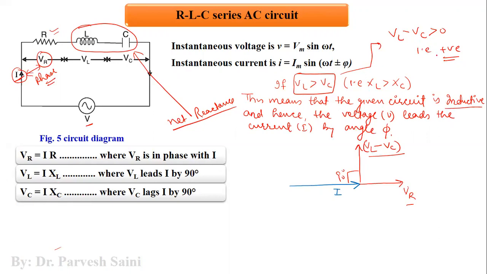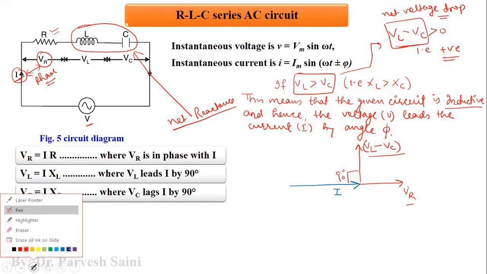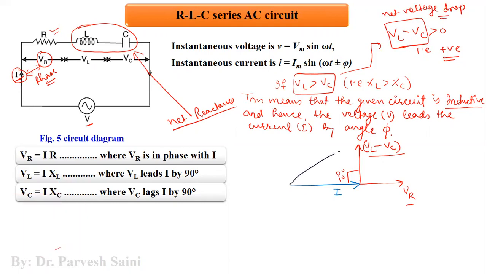So if it is inductive in nature, we have the net voltage drop across the inductor and capacitor. So in this case, you have the resultant phasor that would be here. This is your V, and this is the phase difference phi. So that means in this case, as you can see, the voltage is leading the current by angle phi.